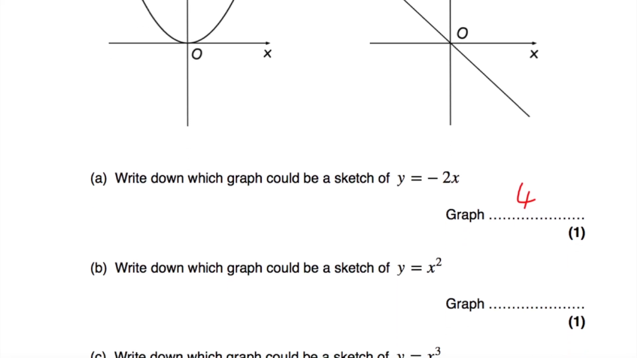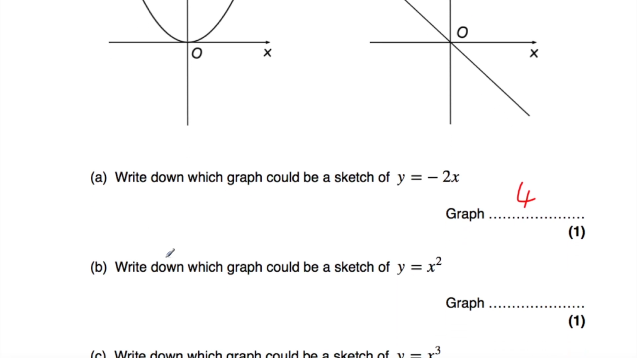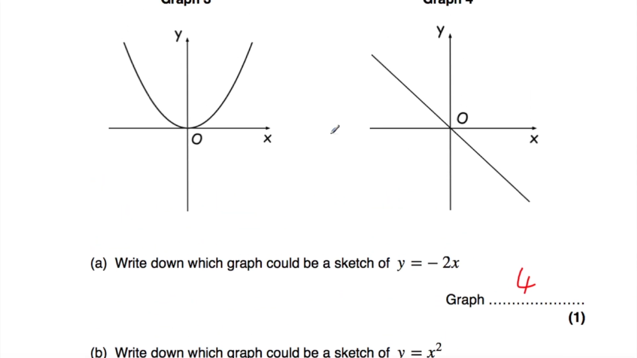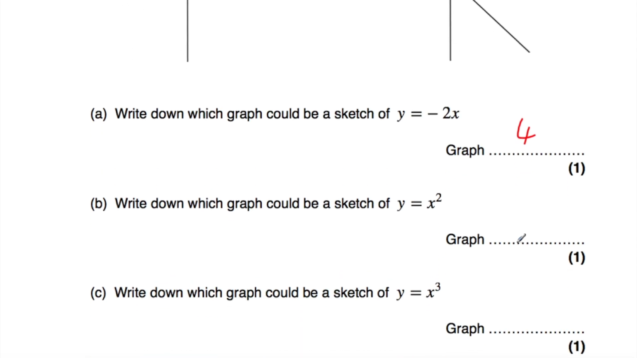And now our next one, part B. Part B says, write down which graph could have a sketch of y equals x squared. So x squared, that's going to be a u-shaped parabola. A u-shaped parabola would be graph 3 here. So graph 3 is the y equals x squared graph, the quadratic graph.